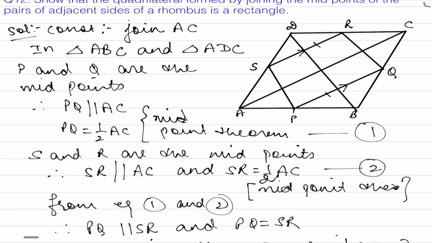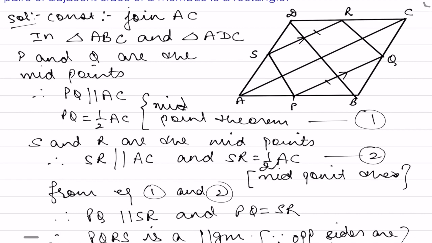So again we will join BD and we know SR is parallel to AC. Now let these points be E, O and F. If SR is parallel to AC, that means ER will also be parallel to OF because these are the small portions of the parallel lines. Similarly, RQ is parallel to DB because R and Q are the midpoints and RQ is parallel to BD. When RQ is parallel to BD, that means RF is also parallel to EO. So when opposite pairs are parallel, that means ERFO is a parallelogram.